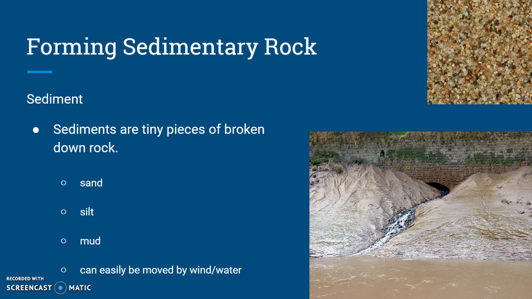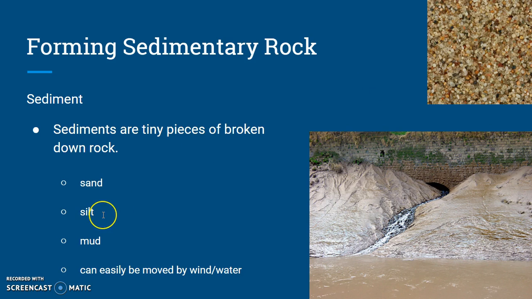What's sediment? Sediment are tiny pieces of broken down rock. So on your notes, there you go. Sediments are tiny pieces of broken down rock. Some examples of sediments are sand, silt, mud, and they can easily be moved by wind and water. Here's a very close-up of sand, and when you zoom in on it with a magnifying glass or a microscope, sand looks like little rocks, and that's exactly what it is.